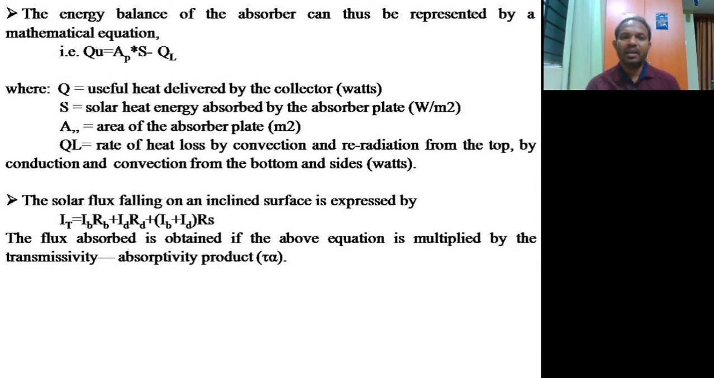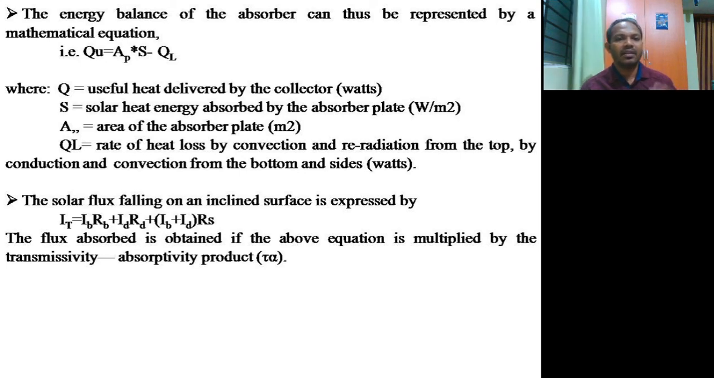Now the energy balance of the absorber can be represented by a mathematical equation, given by Q_U, where U stands for the useful heat delivered by the collector in terms of watts, is equal to A_P, which is the absorber plate area in meter square, into the solar heat energy absorbed by the absorber plate.